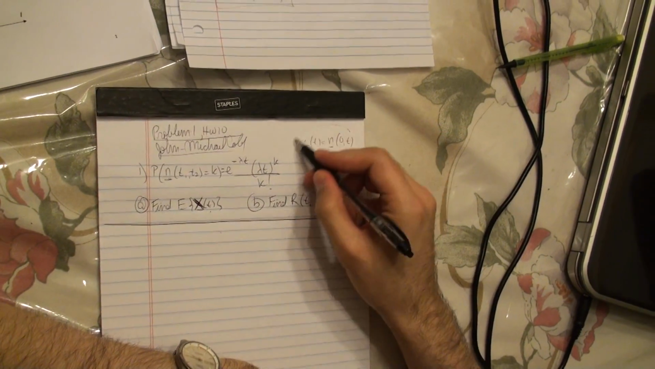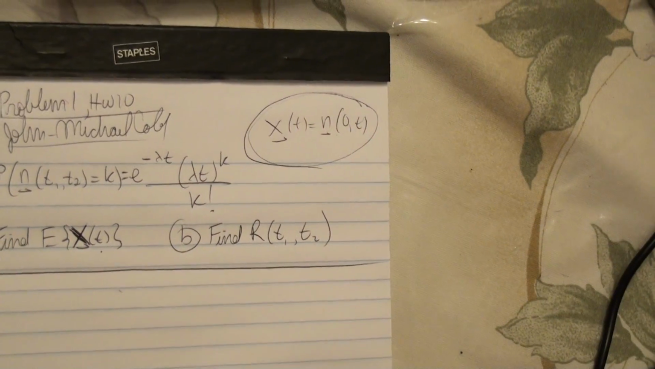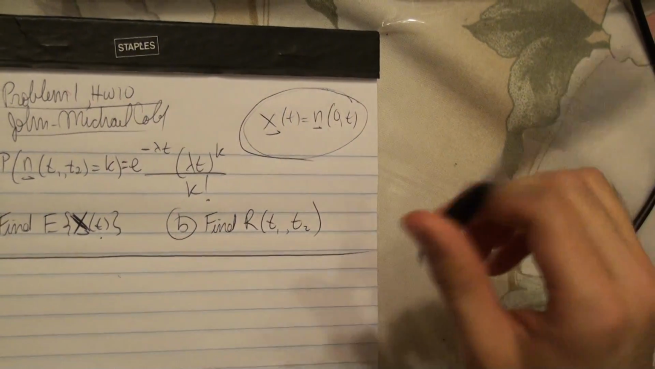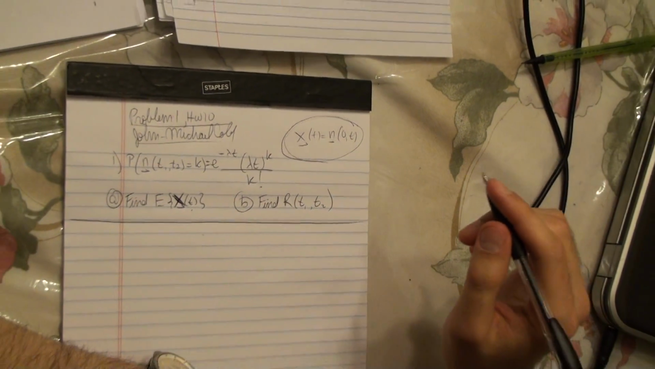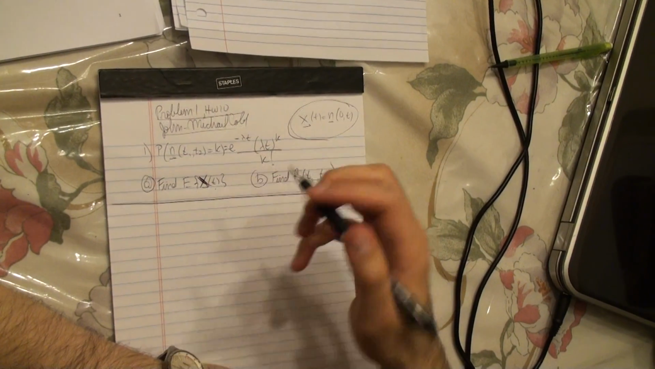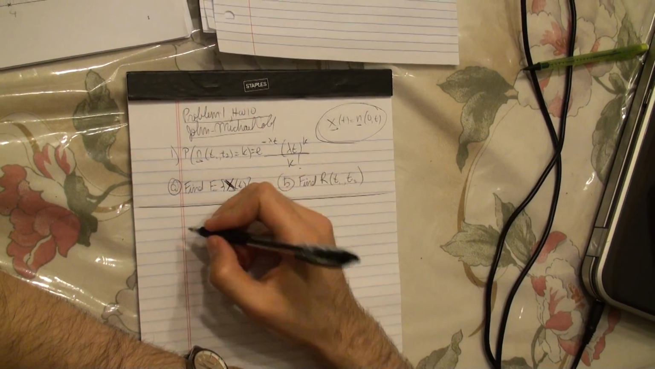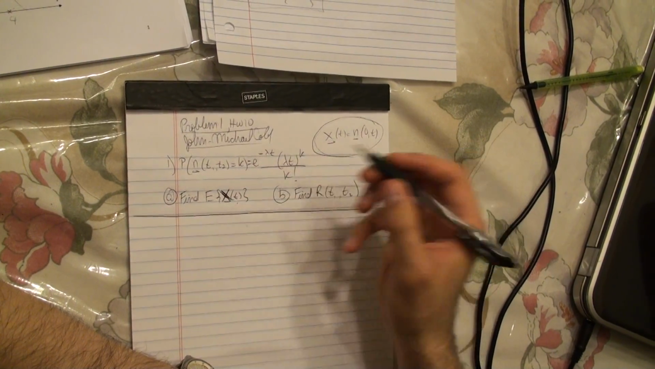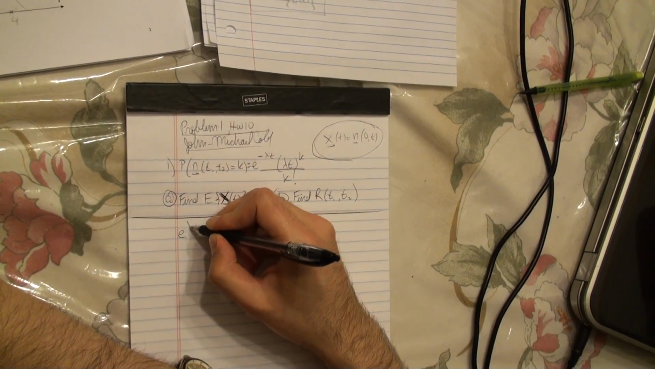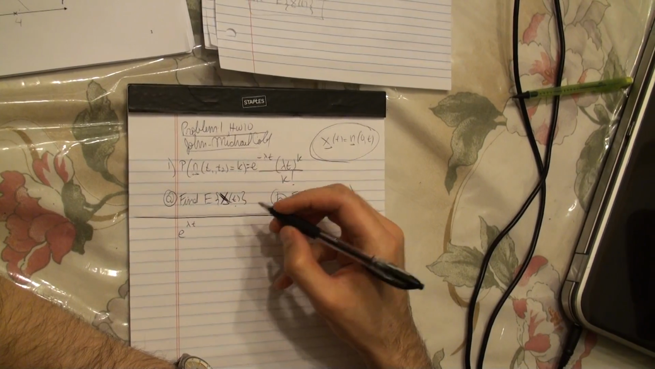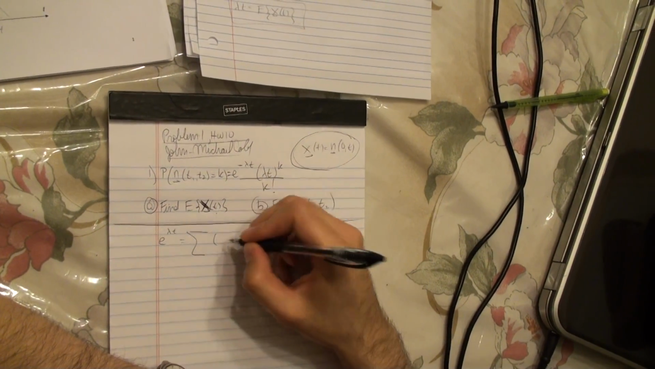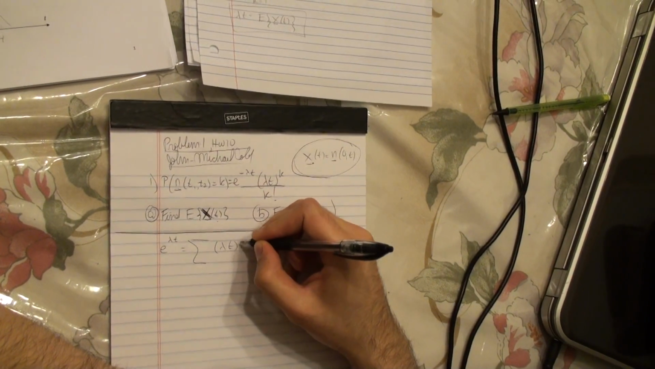Well, what's X of t? X of t is this. It's N evaluated on the interval from 0 to t. So let's find the expected value of X of t. It's very similar to finding the expected value of just a regular Poisson distribution. So we start off with e to the lambda t is equal to, this is just the expansion of e.